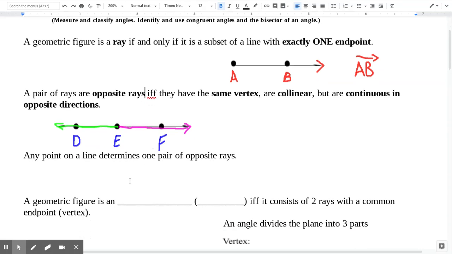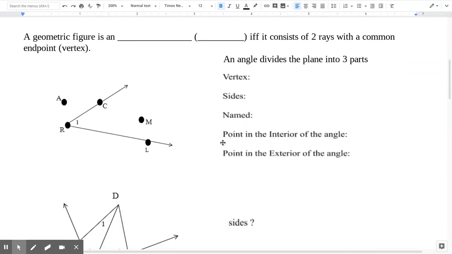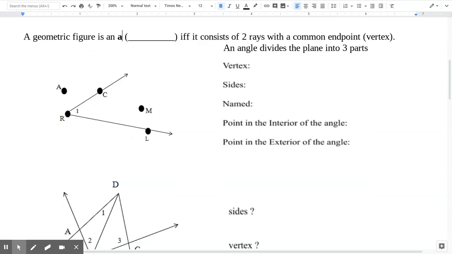Okay, so what we're going to get down into in these notes is what exactly is an angle. So a geometric figure is an angle.